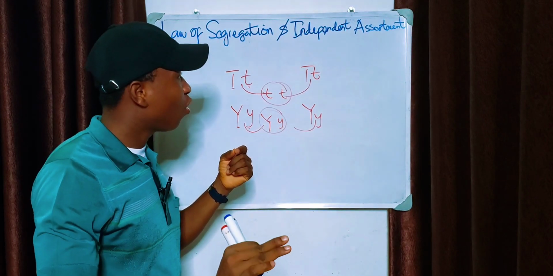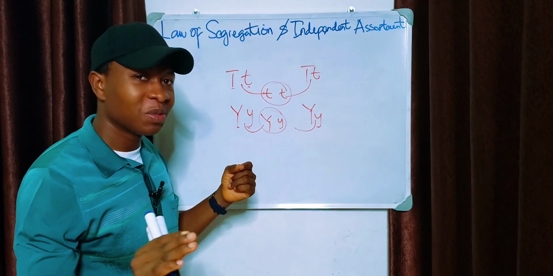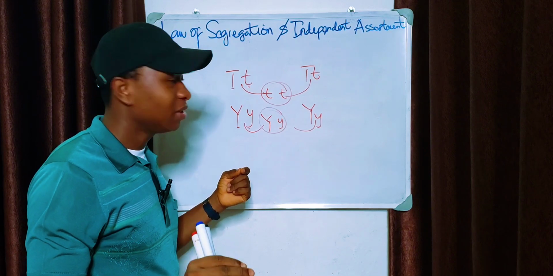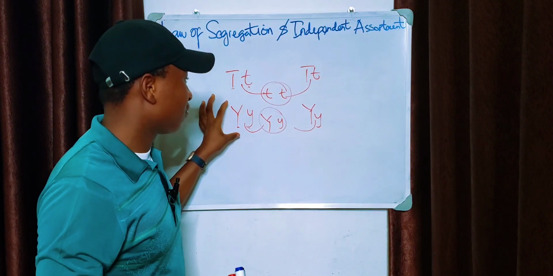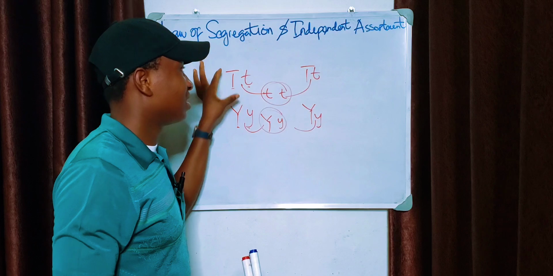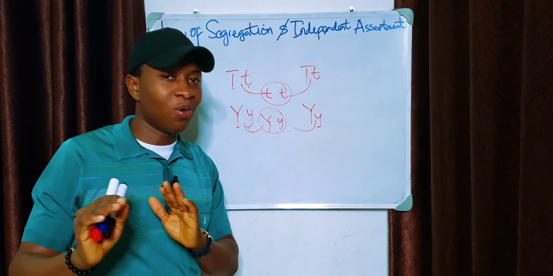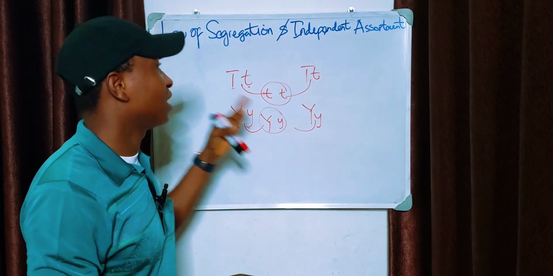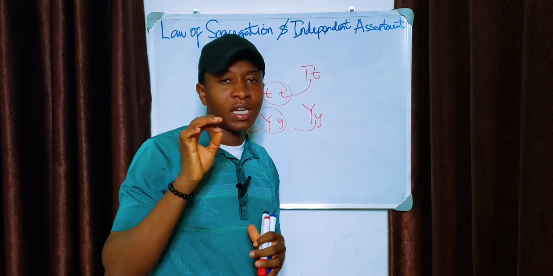So that's just the law of independent assortment. This does not influence this, this does not influence this, they stay on their own. So this is just the law of segregation and independent assortment.